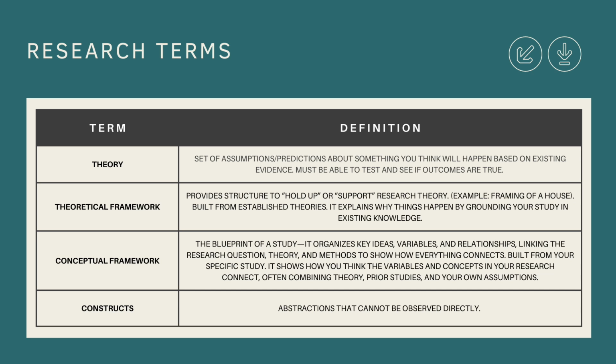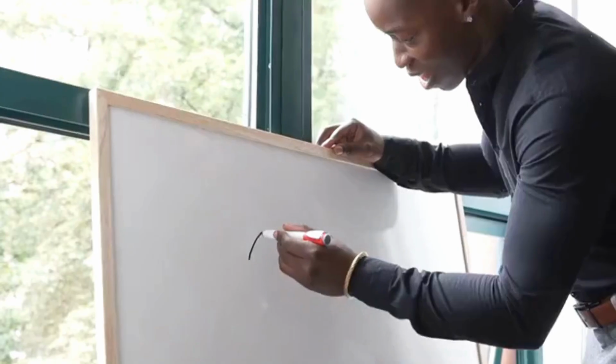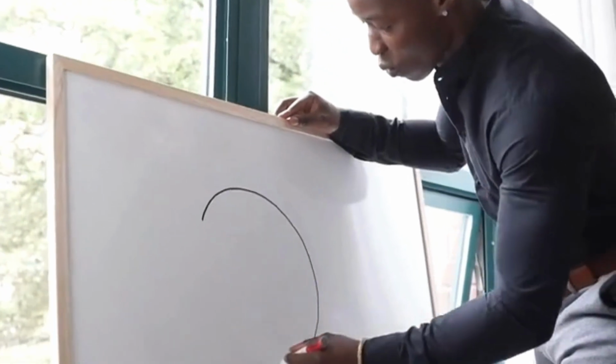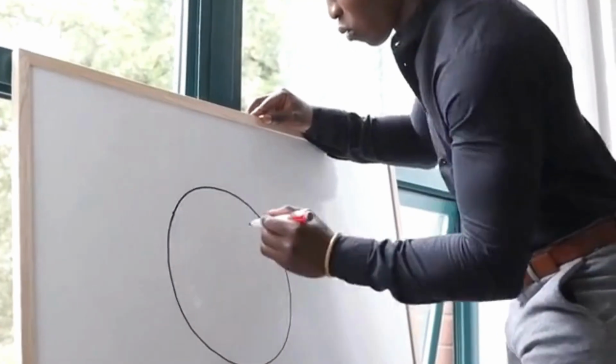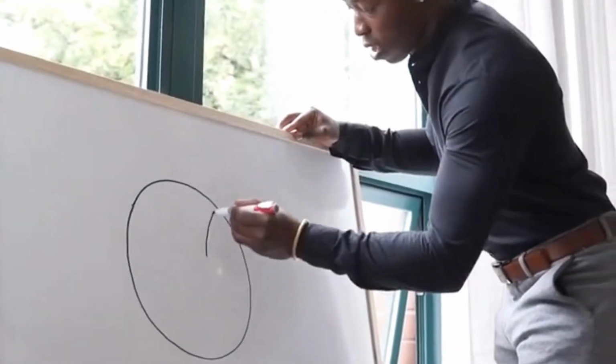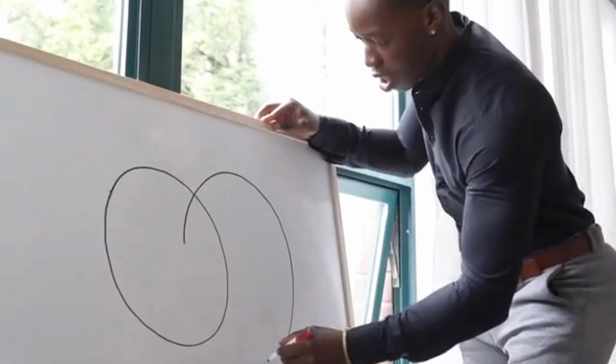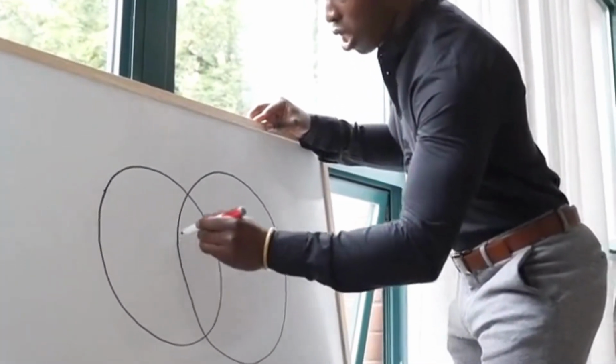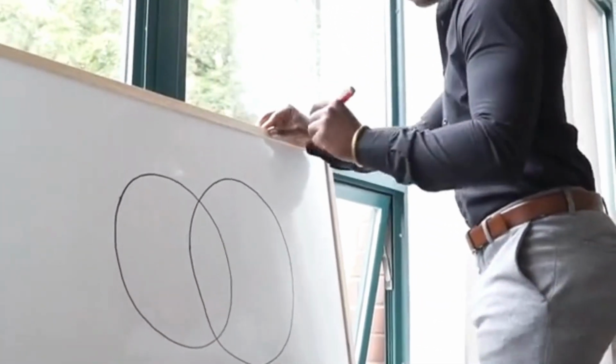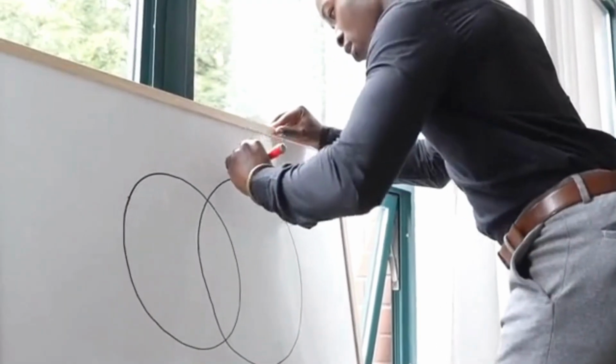That's a little bit different than a conceptual framework, which is more of an organization of key ideas, variables, and relationships. It's often going to be things like a picture or diagrams, showing you how things are connecting. And it's usually built from your specific study, explaining the relationships you might be seeing between the variables and concepts in your research project.